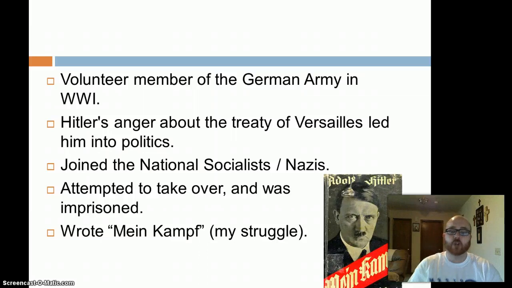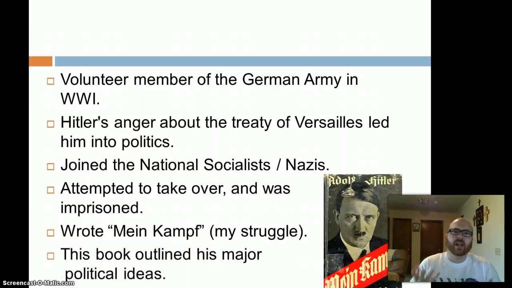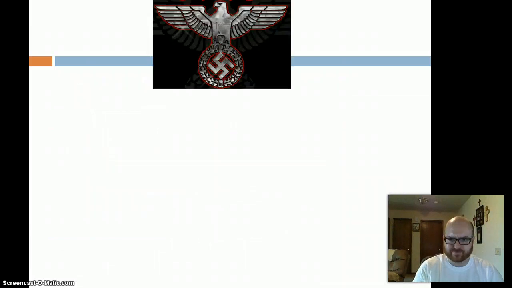Okay, My Struggle. And in this book, he basically outlined his hatred of Jews and that he wanted to exterminate all Jews. And he outlined the greatness of Germany. And so, if people actually paid attention to this book back then, maybe they would have locked this guy away and kept him locked away. He wouldn't have become as powerful as he was. But they didn't. And so, these things became a reality.